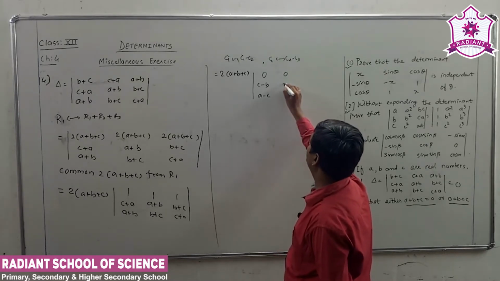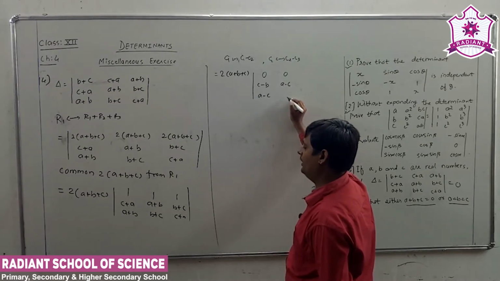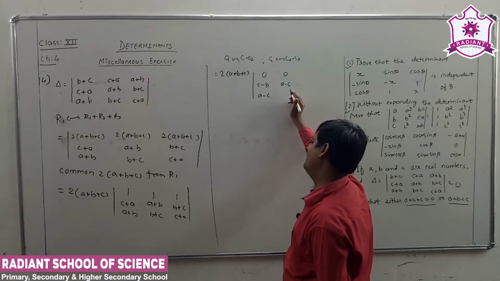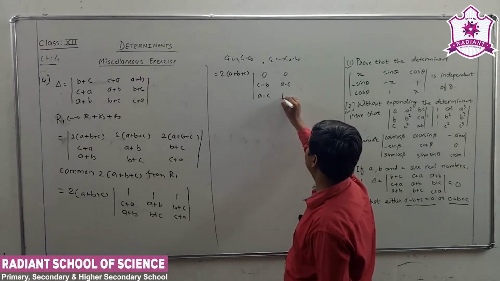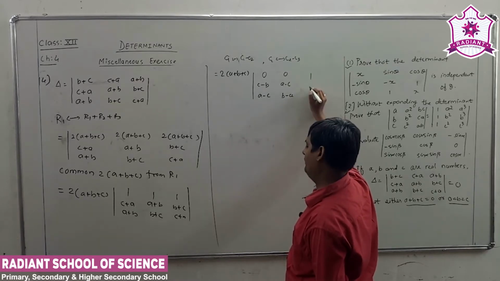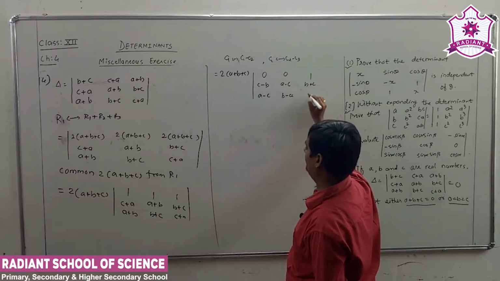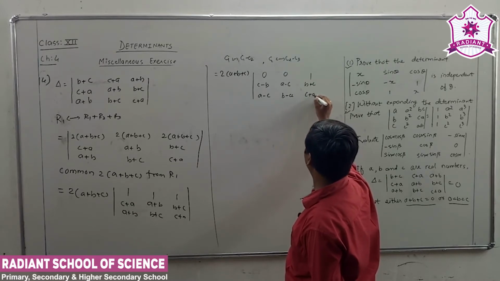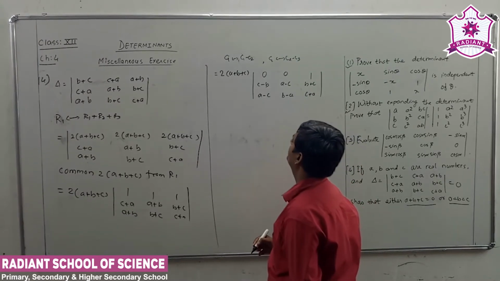A B cancel. So A minus C. Again, and that means B plus C. So cut this B minus A. Right? Okay. And 1 B plus C. Okay. And C plus A. Right? Okay. So no problem.